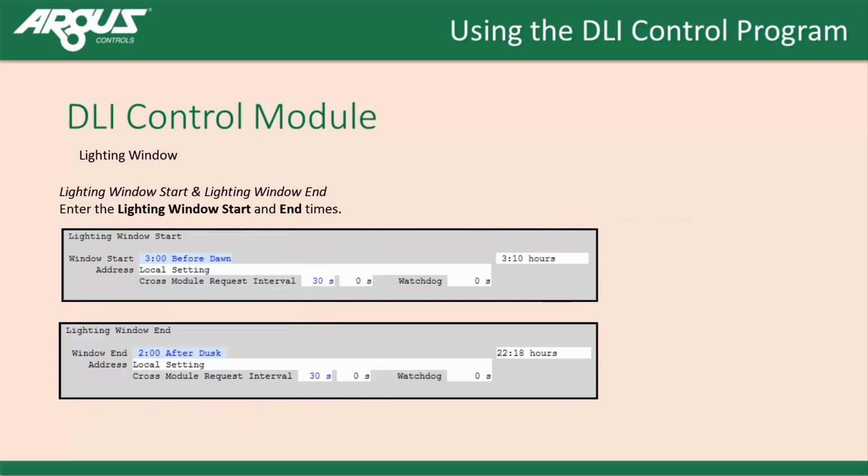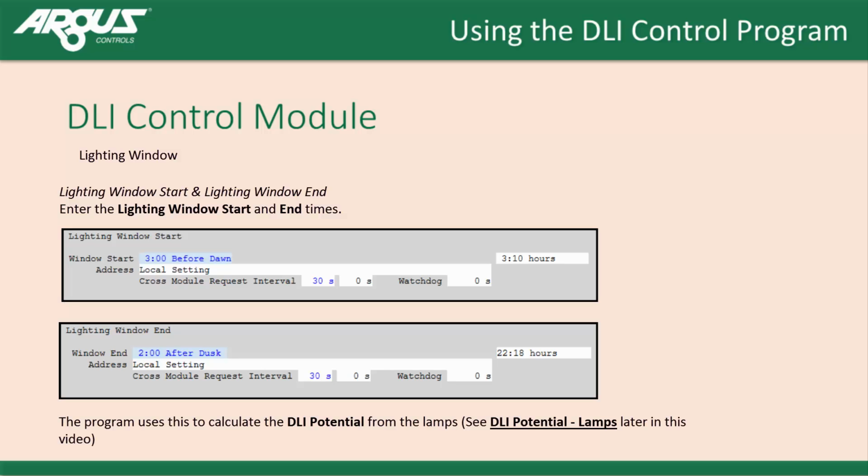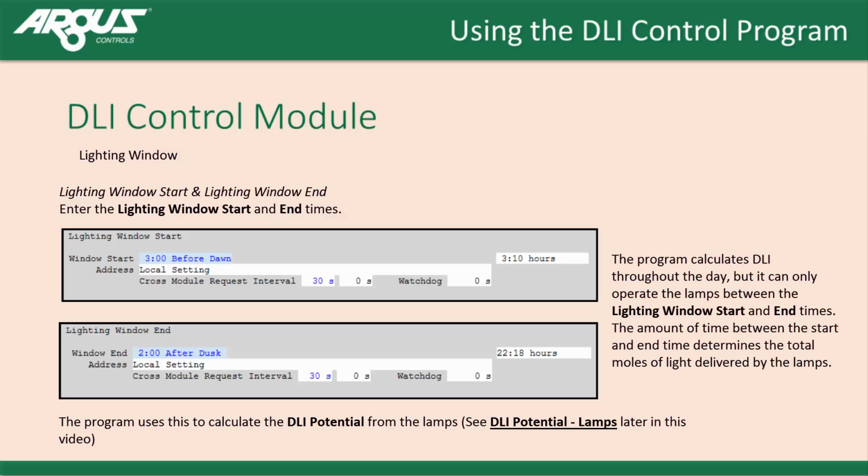Lighting window start and lighting window end. Enter the lighting window start and lighting window end times. The program uses this to calculate the DLI potential from the lamps. See DLI potential lamps section. The program calculates DLI throughout the day, but it can only operate the lamps between the lighting window start and lighting window end times. The amount of time between the start and end time determines the total moles of light that can be delivered by the lamps.